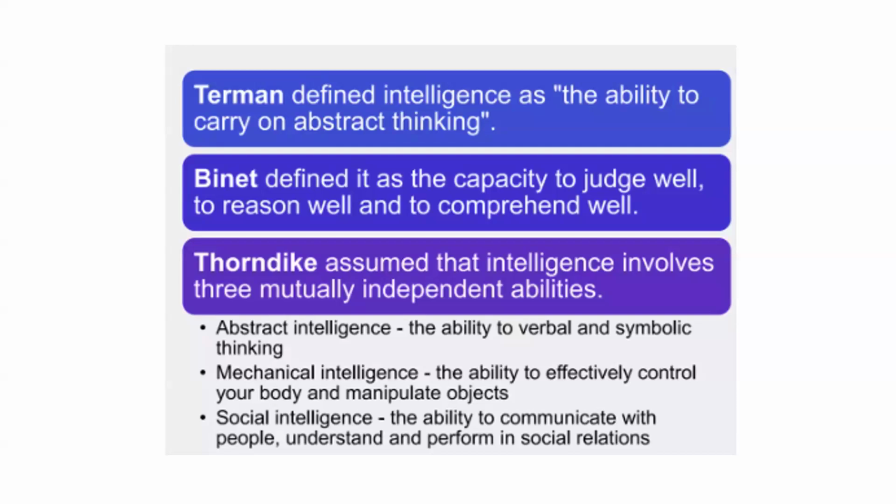According to Thorndike, he assumed that intelligence involves three mutually independent abilities. They are not dependent one on another. What are they? Abstract intelligence, as we discussed now, the ability for verbal and symbolic thinking.